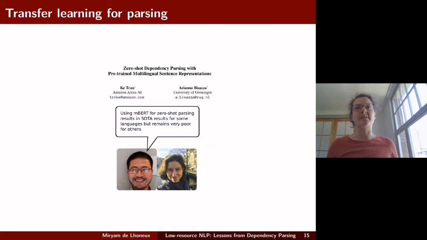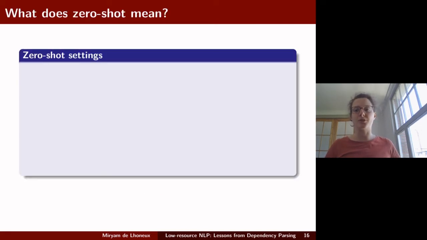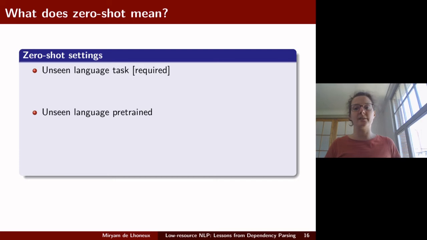Now I would like to take a step back and ask the question, what does zero-shot actually mean? Minimally, what is required typically in papers for a setting to be qualified as zero-shot is that you have not seen any data for the task for the language. So here, treebank data for whatever language you're testing on. And typically, a difference is made between if you've seen the task at pre-training time. So in the case of mBERT, if you've seen it in mBERT, and typically these two are differentiated.